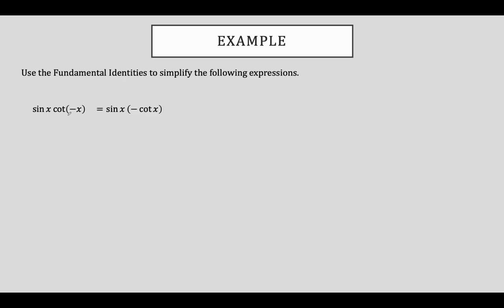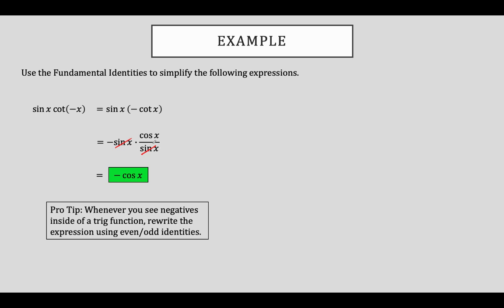We rewrite this as sine of x times negative 1 times cotangent of x. Let's continue to simplify. Cotangent x can be rewritten as cosine x divided by sine x. Notice I just brought this negative 1 constant multiple to the front. It's nice to have that multiple of negative 1 in front of everything. So I have negative sine x times the cosine of x divided by the sine of x. Now I can cancel this sine x with this sine x, leaving me with negative cosine x.